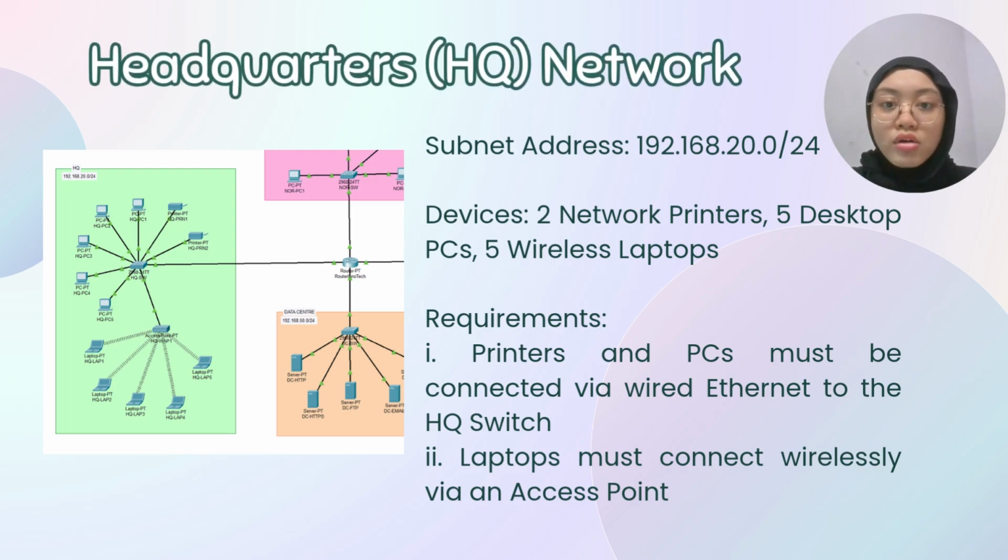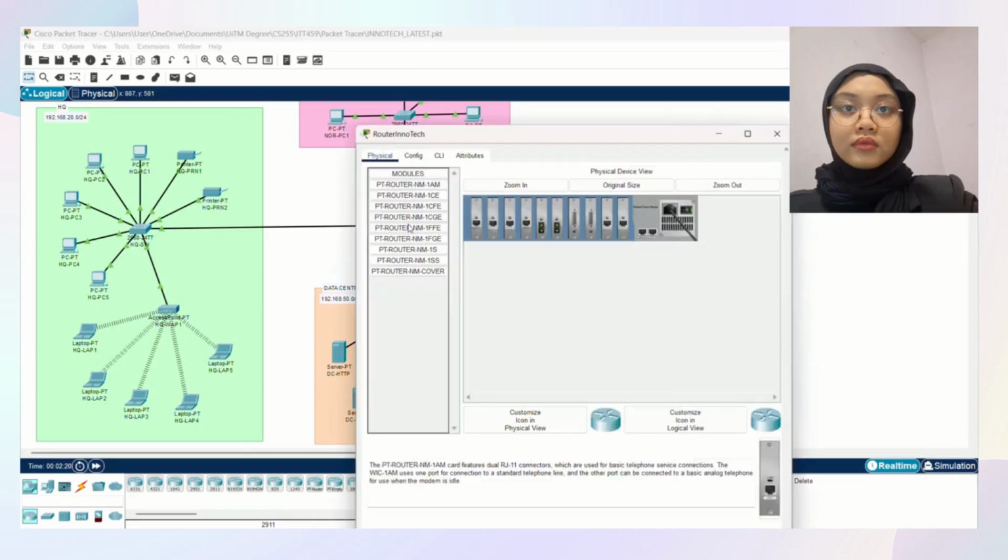First, we will start with the headquarters network. The subnet address is 192.168.20.0/24. The devices we need to use are 2 network printers, 5 desktop PCs, and 5 wireless laptops. The requirements are, first, printers and PCs must be connected via wired connection to the HQ switch, and second, laptops must connect wirelessly via an access point.